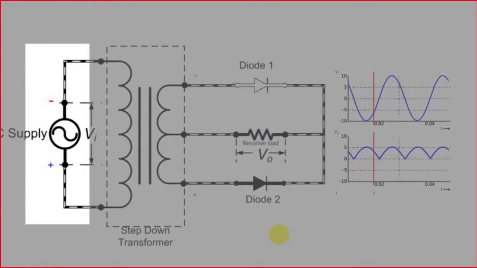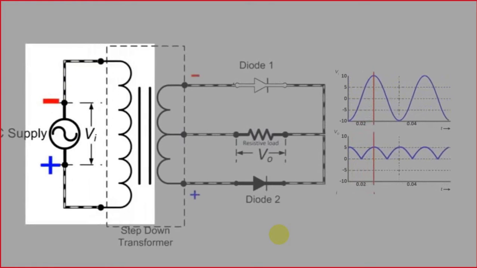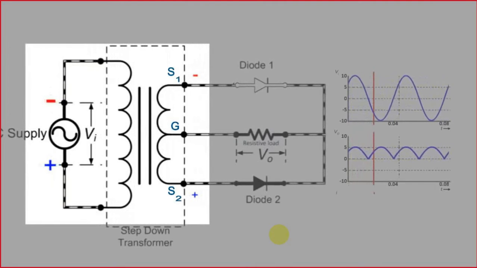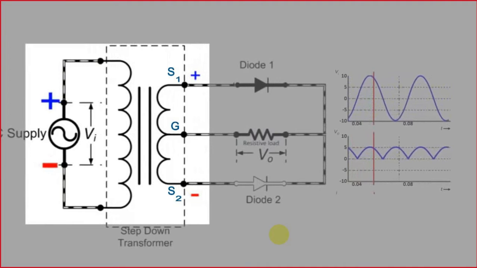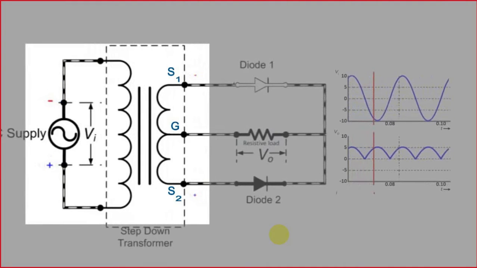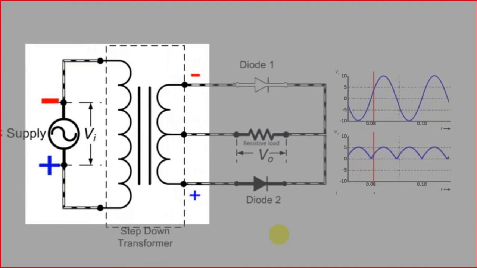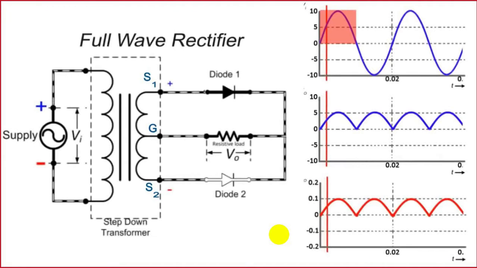When positive or negative voltage is applied, then S1 gets negative and S2 gets positive. Okay, look at over here. Animation, polarity is changing. Let's investigate the positive half cycle. Positive voltage has been applied at the input.